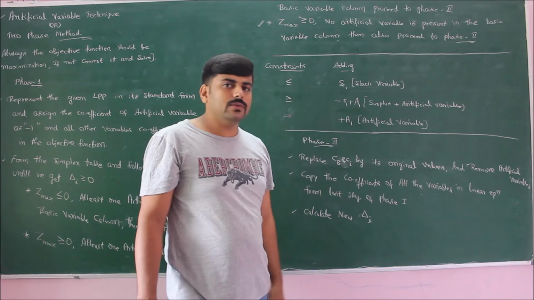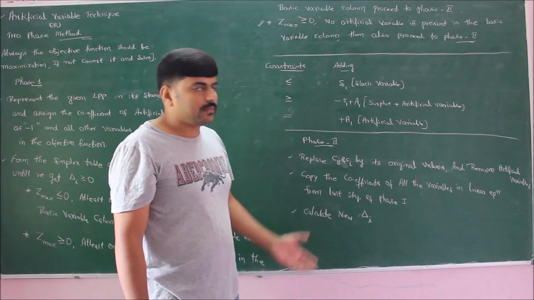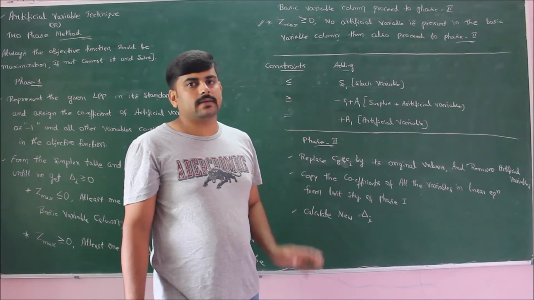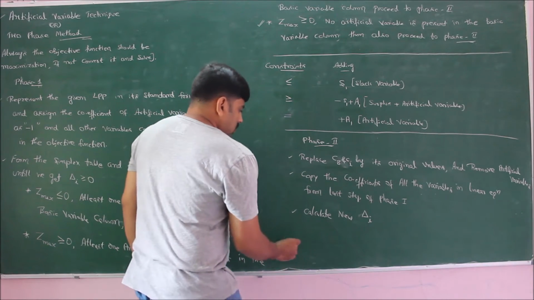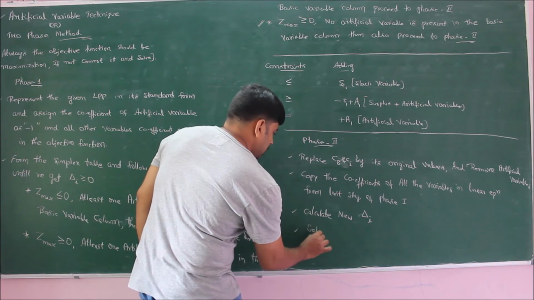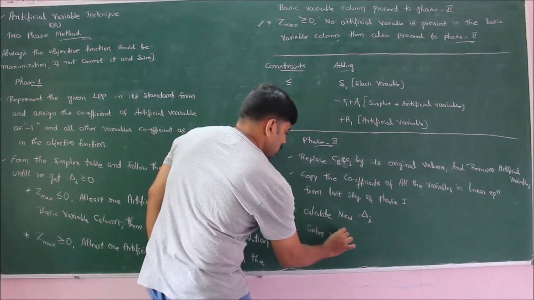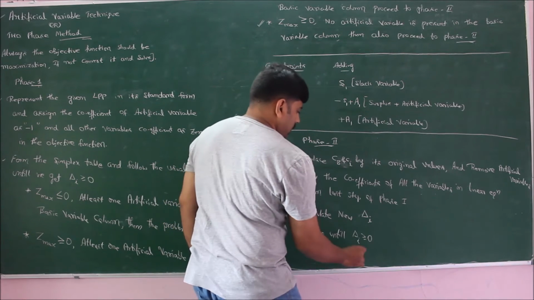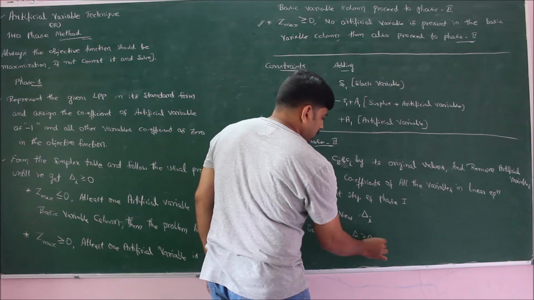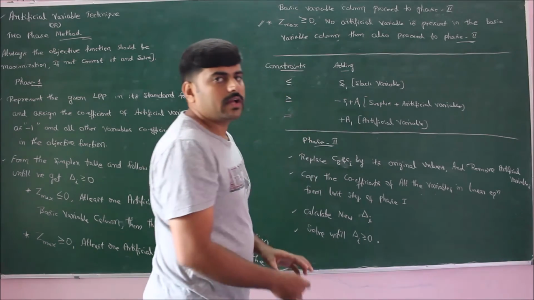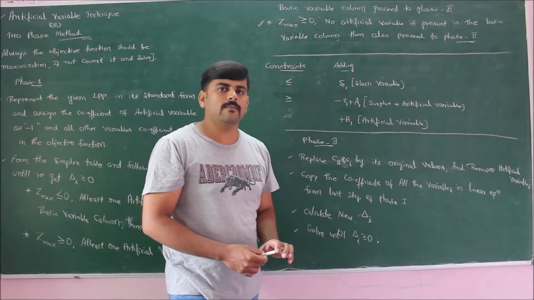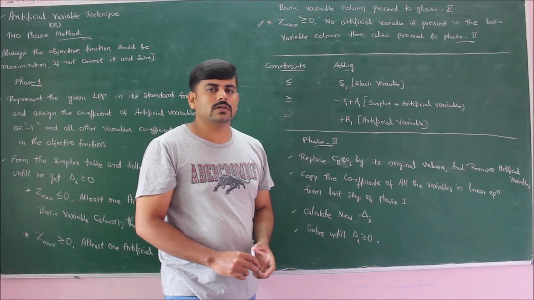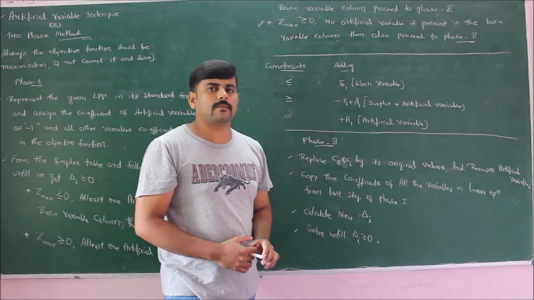Next, calculate the new delta I by using the usual procedure, that is delta I is equal to Zi minus Ci. Solve until all the values of delta I are greater than or equal to 0, where the problem terminates, and you will be getting the values of x1, x2 and z max. So this is the procedure we should follow to solve problems on the two-phase technique.